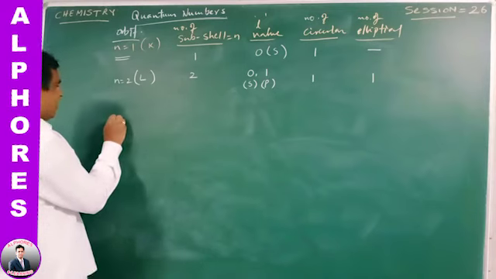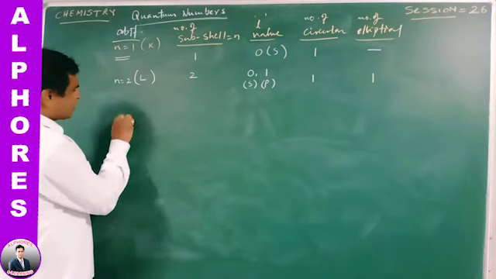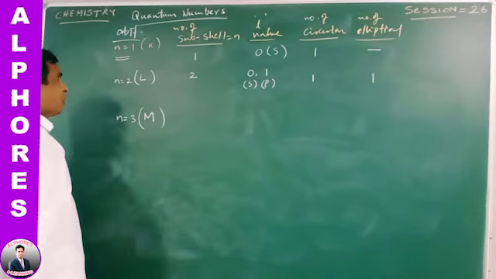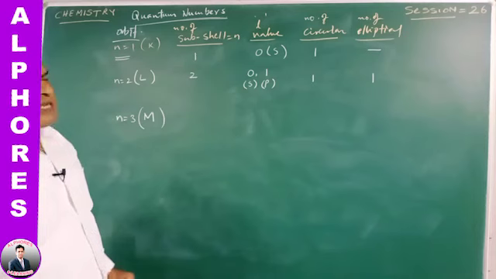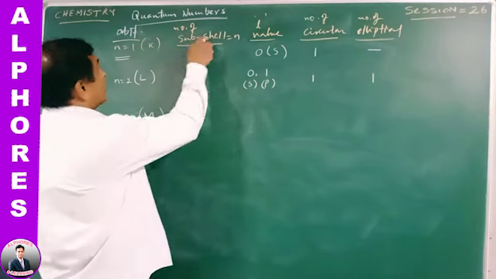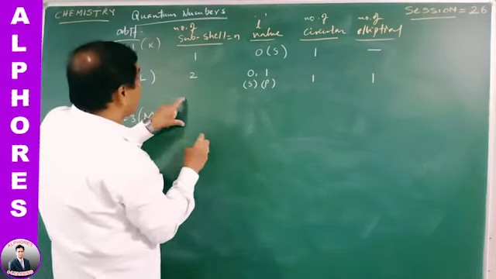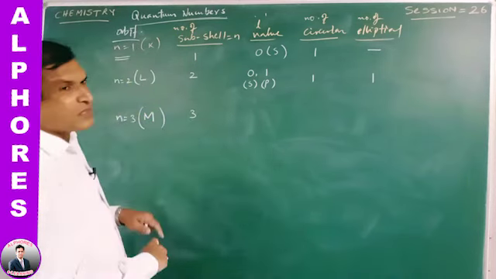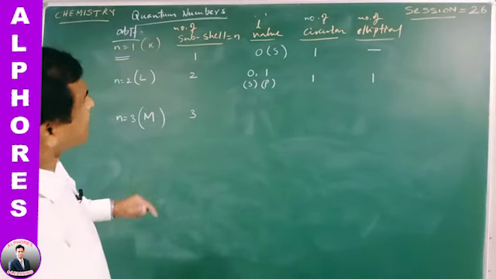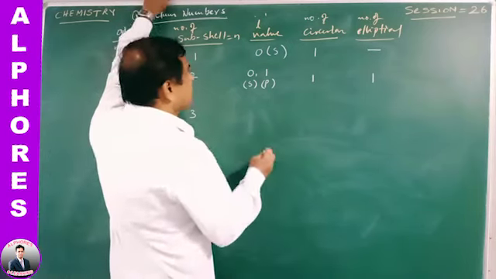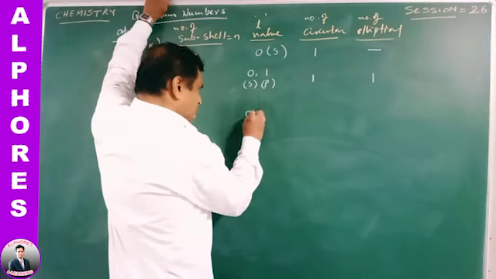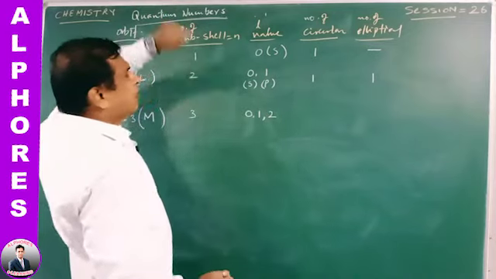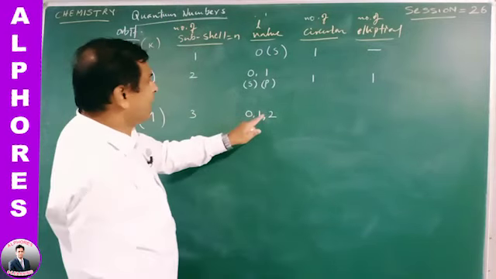Now coming to the third orbit, n is equal to 3. That is nothing but the M shell. In the third orbit, what are the possible subshell values, L values? So that is the total number of subshells available. n is equal to 3, therefore we have 3 subshells, that is 3 suborbits. What are the possible L values? 0, 1 and 2.